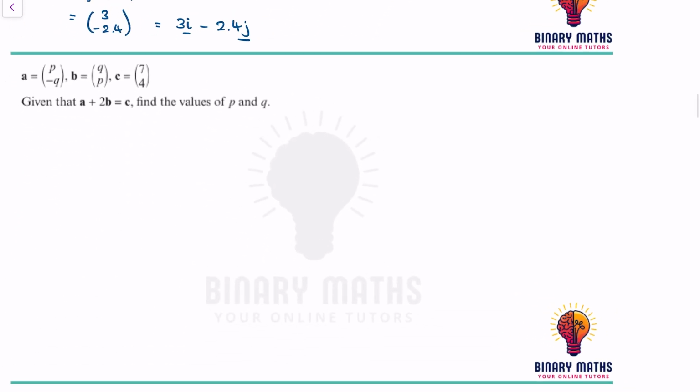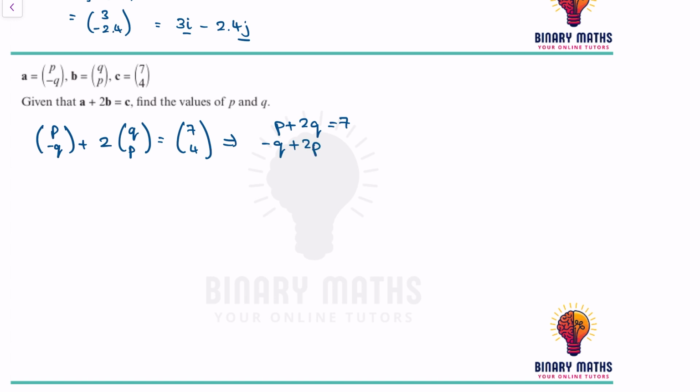Next question, A is equal to P minus Q, B is equal to QP, C is equal to 7, 4. Given that A plus 2B is equal to C, find the values of P and Q. So that means P minus Q plus 2 lots of QP is equal to 7, 4, which implies I get P plus 2Q is equal to 7, and minus Q plus 2P is equal to 4.